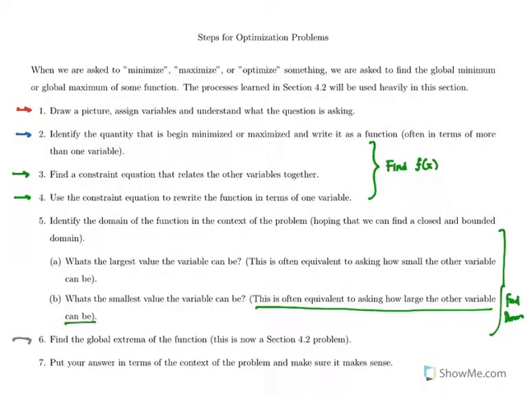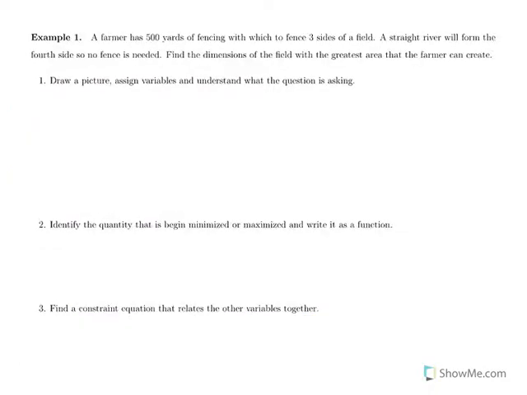All right, let's go step by step through our first example problem, which is a pretty classic kind of optimization problem. In fact, it's one that you may have seen in a pre-calc course as well, because you are able to do it using facts about quadratic functions. All right, so a farmer has 500 yards of fencing with which to fence 3 sides of a field. A straight river will form the 4th side, so no fence is needed along the river. Find the dimensions of the field with the greatest area that the farmer can create.